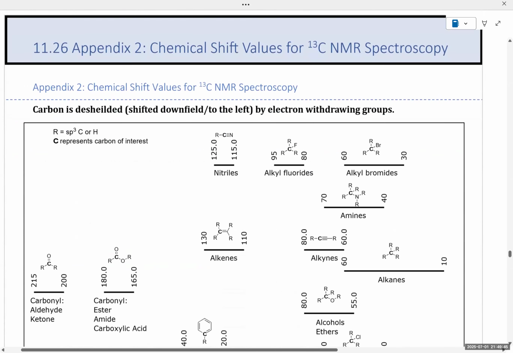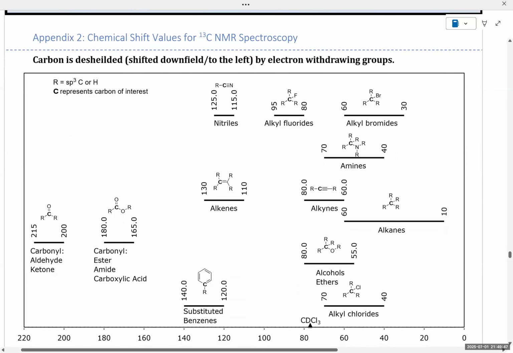As a reference, here is an appendix of chemical shift values for carbon NMR spectroscopy. In general, carbon is deshielded by electron withdrawing groups. So you'll see carbon signal shifted downfield to the left if there are electron withdrawing groups attached to or adjacent to your carbon atom. It's important to note that for carbon NMR spectra, the ranges of chemical shift values are much broader than in proton NMR spectra.